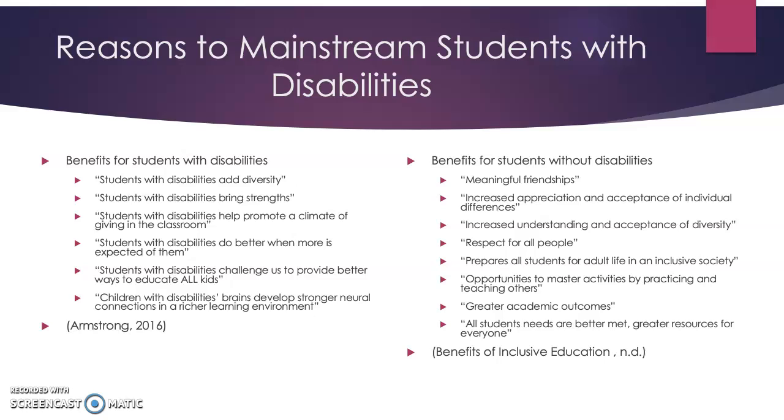And something that's not usually focused on that I thought was really important to add to this is the benefits for students without disabilities, because that's really a concern with mainstreaming. And some of the benefits are meaningful friendships that the students will develop, an increased appreciation and acceptance for individual differences, an increased understanding and acceptance of diversity, respect for all people. It prepares students, all of the students, for adult life in an inclusive society, because in real life, there is no separation. Everyone's all together, so that's really important.